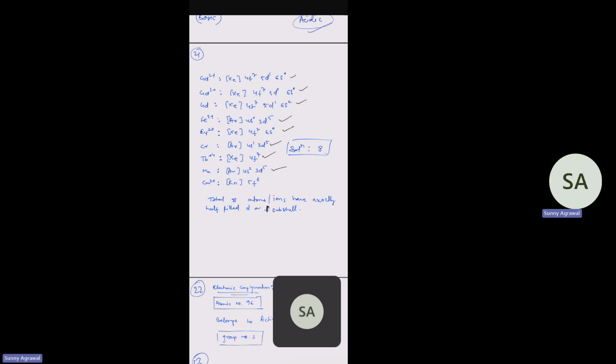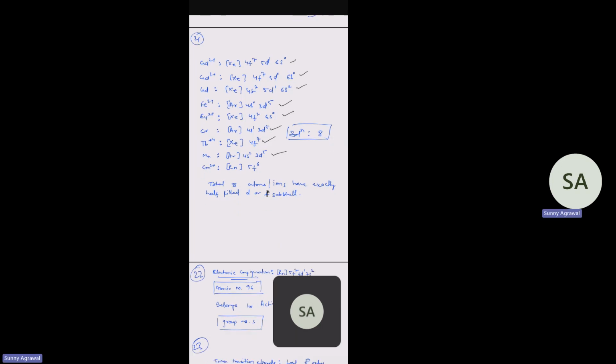Cm3+ doesn't have a half filled f configuration. Its configuration has 6 electrons in the outermost f, 5f6 is the configuration. So from this we can say, out of the 9, only 8 have either half filled d or f subshell. So the answer is 8. Question number 22.